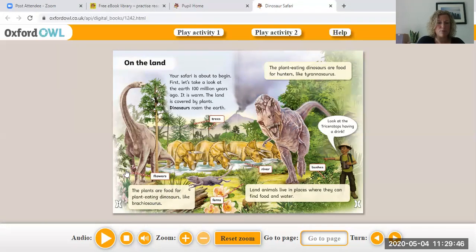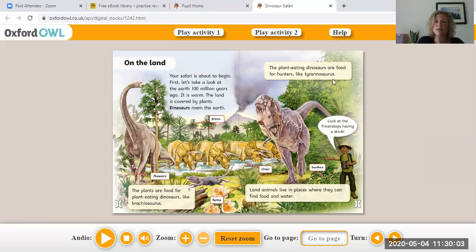And here we've got a label that's pointing to flowers. We've also got a label here pointing to trees. One to the river and one to the ferns. All of these are being pointed out, and the bushes, because they were important to the dinosaurs and they're relevant to what we're learning about.